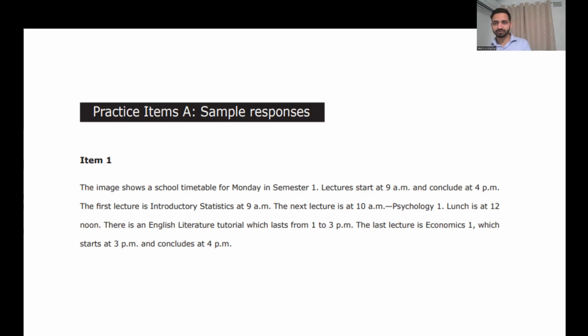First we will start with: the image shows a school timetable for Monday in semester 1. Then we will go from top to bottom, because obviously there is no trend here, so we can always talk about what's first and what's last. Lectures start at 9 a.m. and conclude at 4 p.m. That is the conclusion; you can also talk about the conclusion later on. That's not an issue.